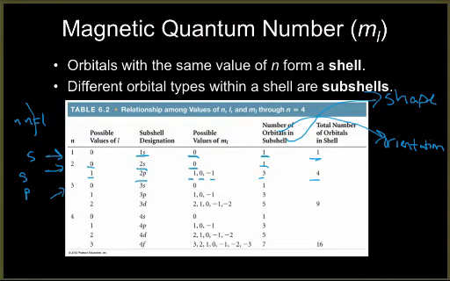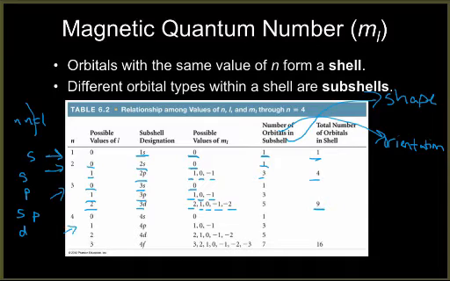Okay, now we're at the third energy level. Now we have s's, p's, and d's. So 0, 1, and 2 stand for s, p, d: 3s, 3p, 3d. The values of L: 1 orientation for the s, 3 orientations for the p. Now we have 5 orientations for the d. So if we count all those up, we have a total number of 9 orientations.